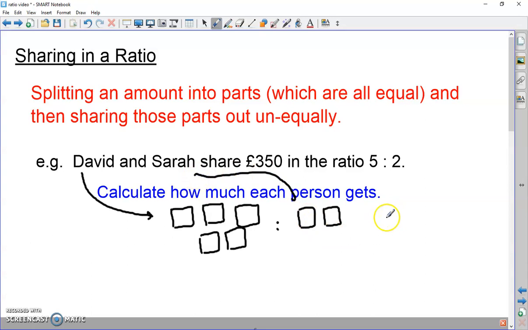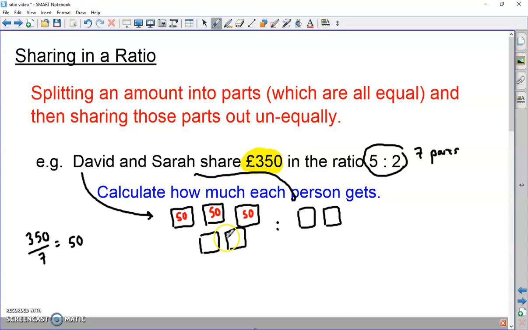Okay, but that makes 7 parts altogether. So the first job, because £350 is all of the money, it isn't always, but in this question, £350 is all of the money, is to split 350 into 7 equal parts. 350 divided by 7, you can do bus stop division if you're not sure. That's 50. So that tells me that each of these parts is worth 50.